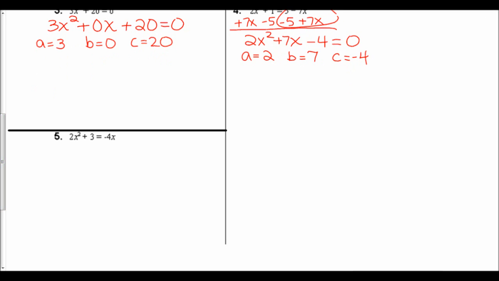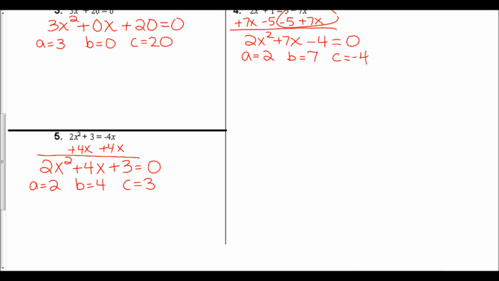On number 6, I would move the 4x over to the other side by adding it, and write the terms in order with my x squared term first, and then my x term, and then my term without an x. I'd have 0 left on the right. So for this equation, a is 2, b is 4, and c is 3.